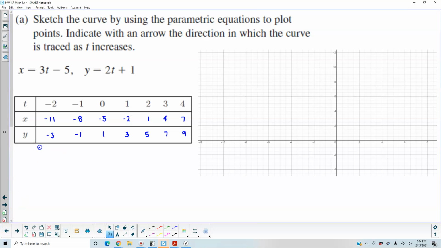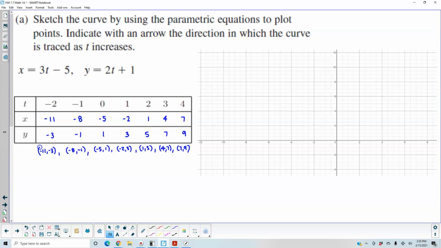Okay, so when t is negative 2, the ordered pair is negative 11 and then negative 3. Next ordered pair is negative 8, negative 1, then negative 5, and then 1, negative 2, and then 3, 1, and then 5, 4, 7, 7, and then 9. So let's go ahead and plot those points.